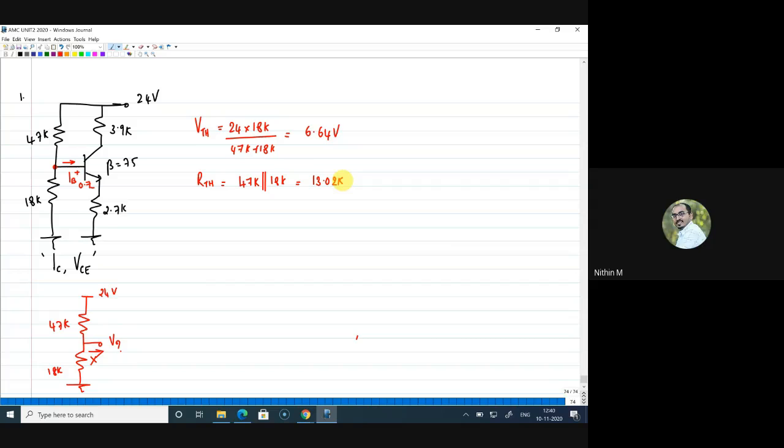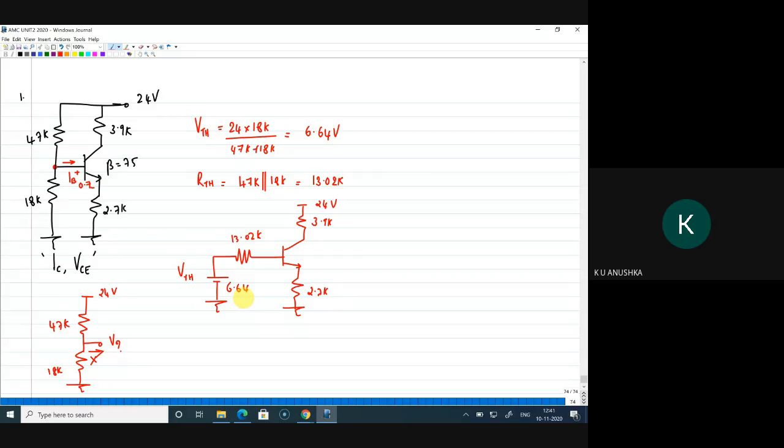Anushka, what is next? We can find IB. To do that, should I draw one more circuit including VTH and RTH? Yes, sir, with the newly found VTH and RTH. Okay, very good. So this is my VTH. Here I have RTH. Then I will place the transistor here. Here I have 2.7K and here I have 3.9K. This is 24 volts, this is 13.02K and this is 6.64 volts. All right, so Anushka, can you help me evaluate IB? How will you evaluate IB?